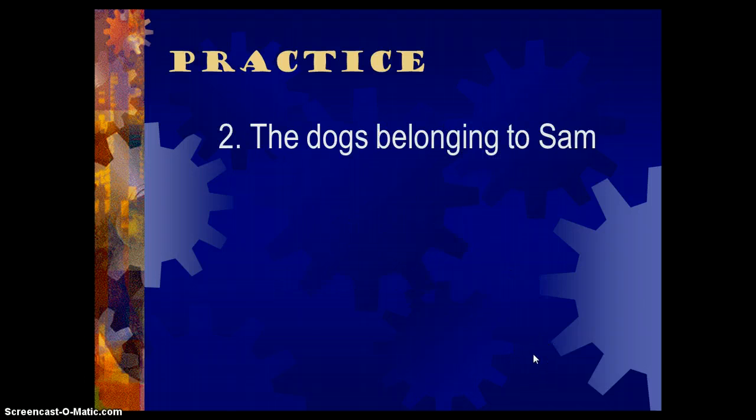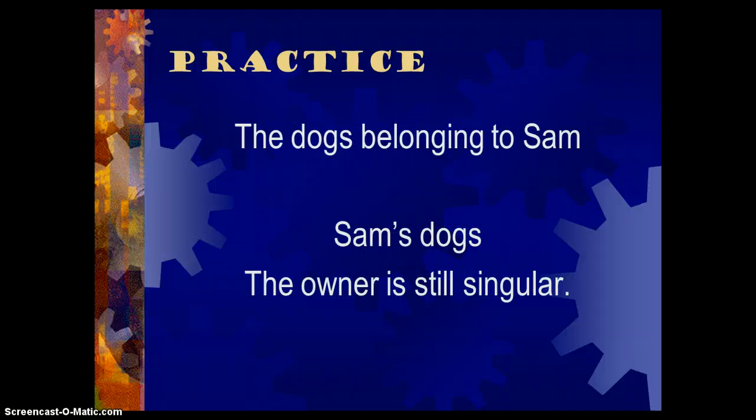The next one, the dogs belonging to Sam. In this case, there are more than one dog. We're talking about lots of dogs. However, the one doing the owning is Sam. They're Sam's dogs. Sam is still singular. We're only talking about one Sam. So it is Sam, apostrophe S, and then dogs. Dogs are not owning anything in this case, so there's no apostrophe on the end of dogs.